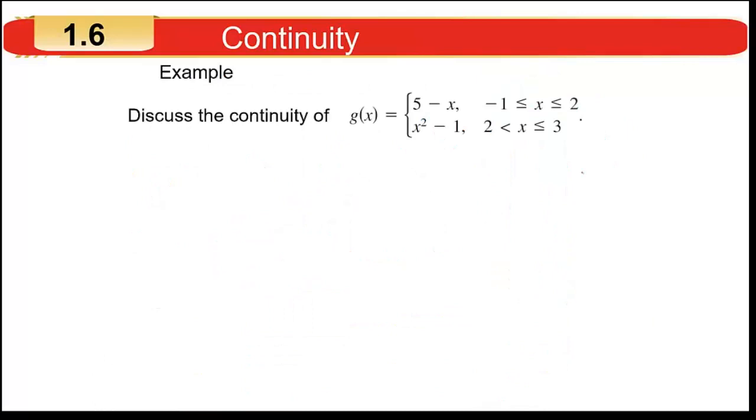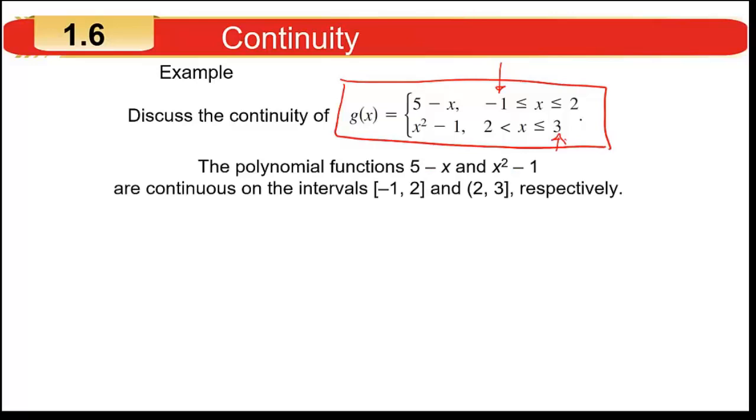How about this one? Another function defined by a rule. But it's completely contained between minus 1 and 3. Nothing goes less than minus 1, nothing goes bigger than 3. They're both polynomials though. 5 minus x is a polynomial function. X squared minus 1 is a polynomial function. So we know from our earlier discussion that polynomial functions are continuous everywhere.